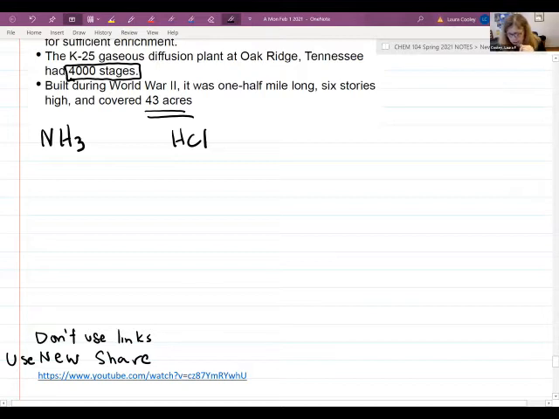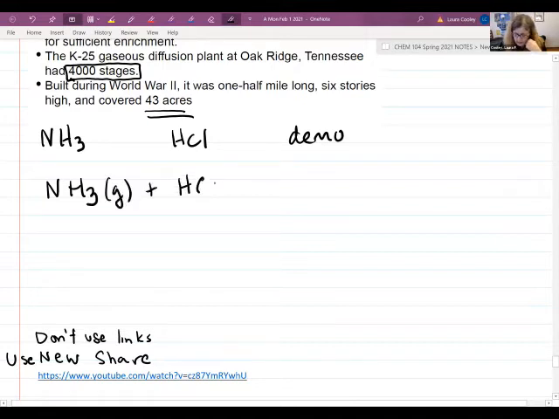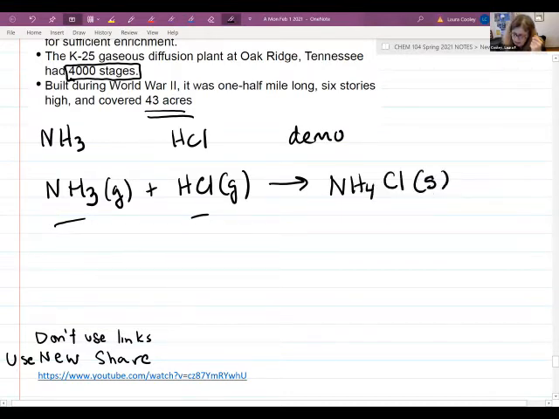So I'm leading up to a demo that shows the different rates with which these gases move. And it's a kind of a nice little demonstration. It starts with thinking about what happens if you have ammonia and HCl gases. If they come together, they actually form a solid, ammonium chloride.